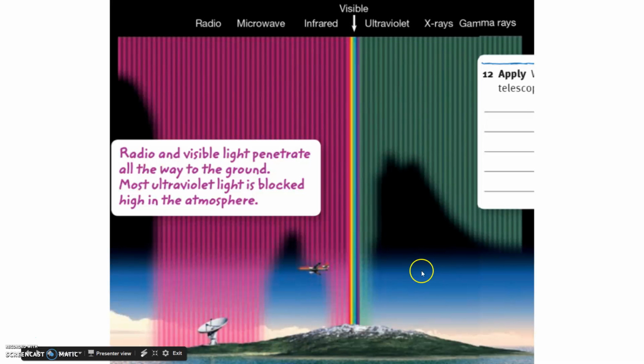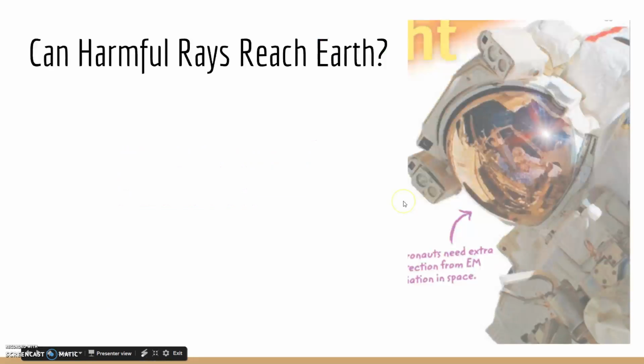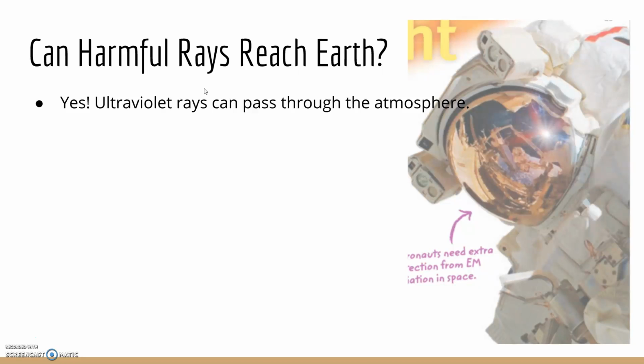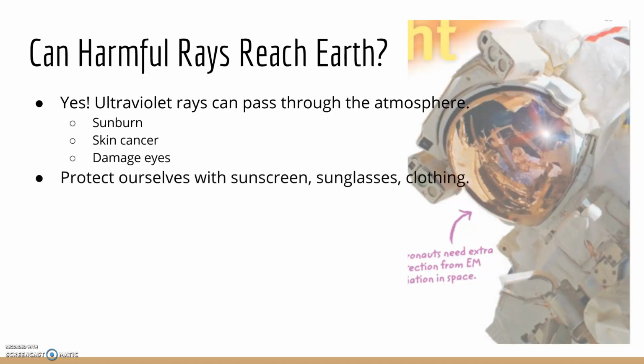But what about this little harmful section right here? What does that mean for us? Well, by that picture, harmful rays do reach the Earth. Ultraviolet rays can pass through the atmosphere. That can cause things like sunburn, skin cancer, and it could damage your eyes. So it is important that we protect ourselves with sunscreen, sunglasses, and clothing.